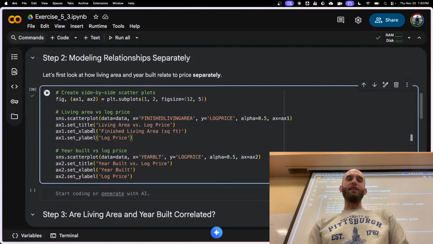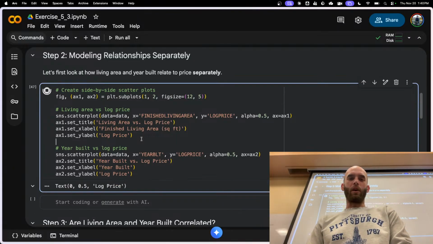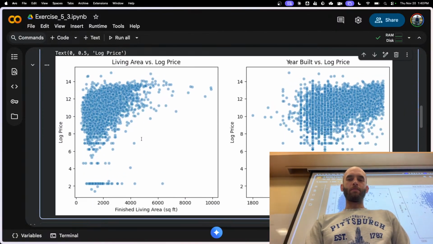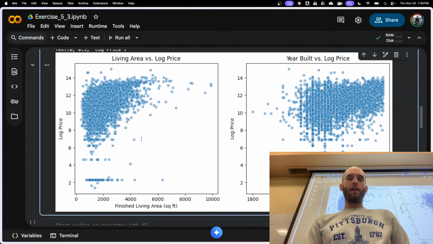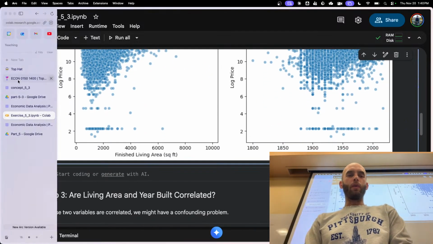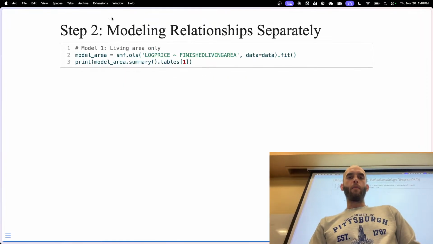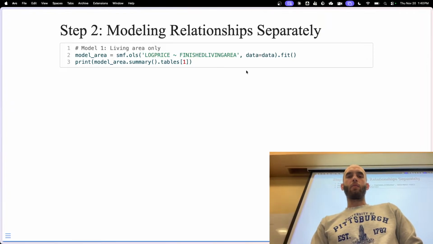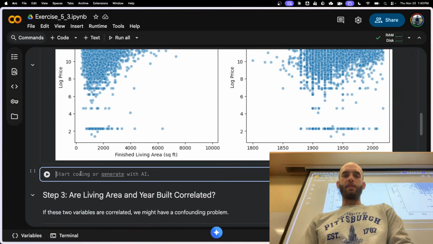Okay, so I've just included some code here to create a figure. So I'm just going to run this. This is creating two figures side by side of the different areas and prices and years built. But what we might want to do is create a model predicting finished living area using log price. So this is the thing we were doing in the slides.